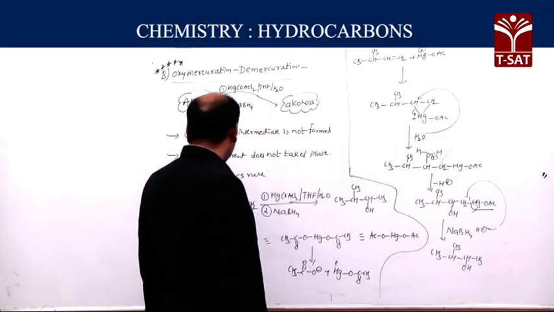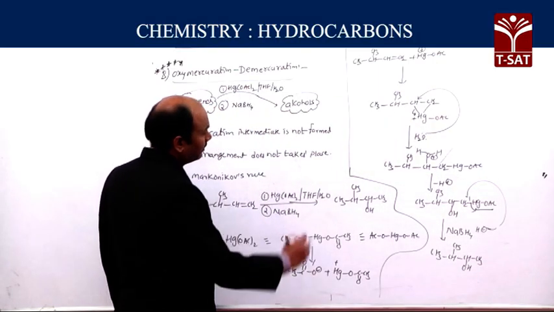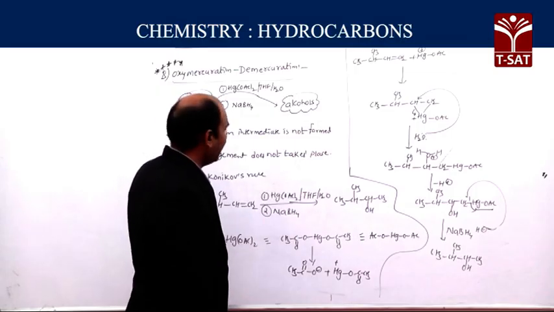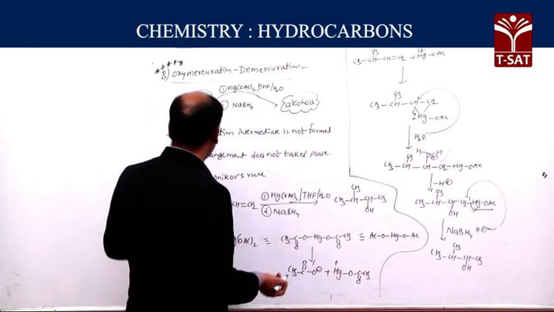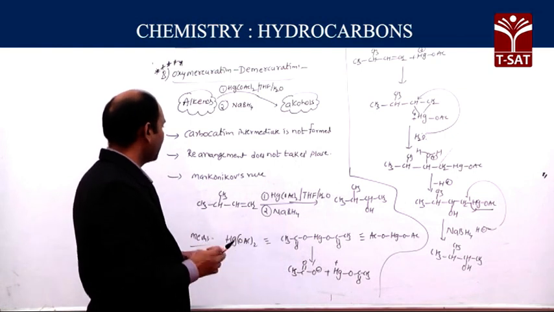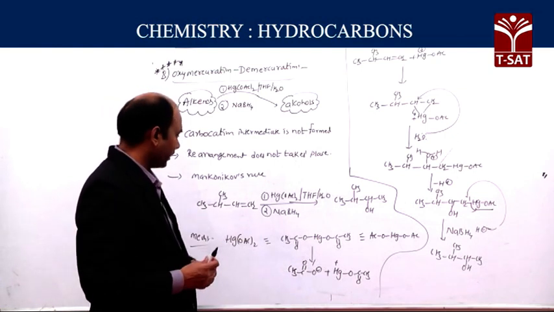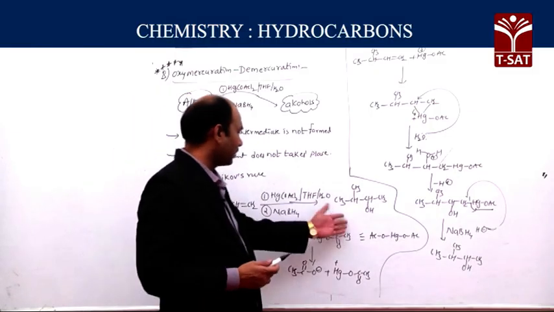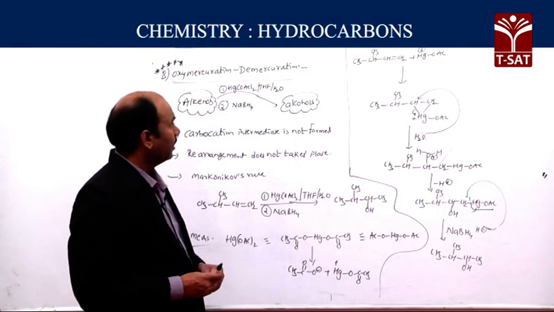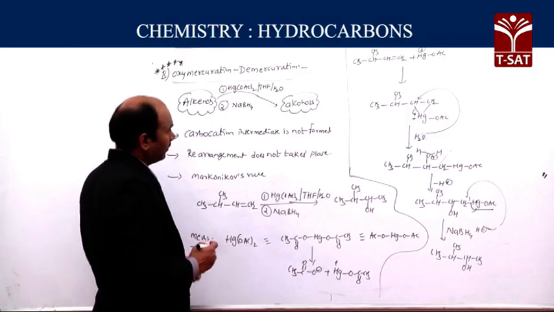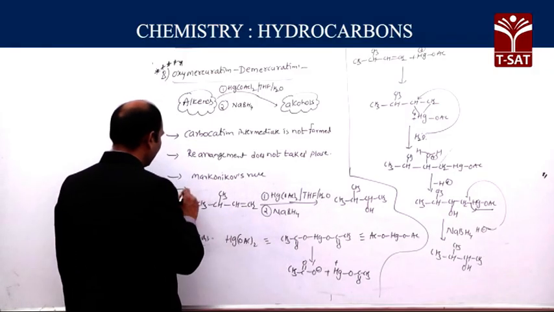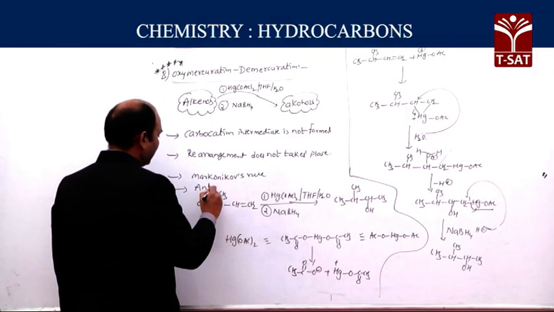And one more point here. This is an anti-addition. A carbocation intermediate is not formed, rearrangement does not take place, and this follows the Markovnikov rule. Here rearrangement is not taking place. Here, an alkene is converted into an alcohol. This is an anti-addition, and one more point we have to add. This is an anti-addition.